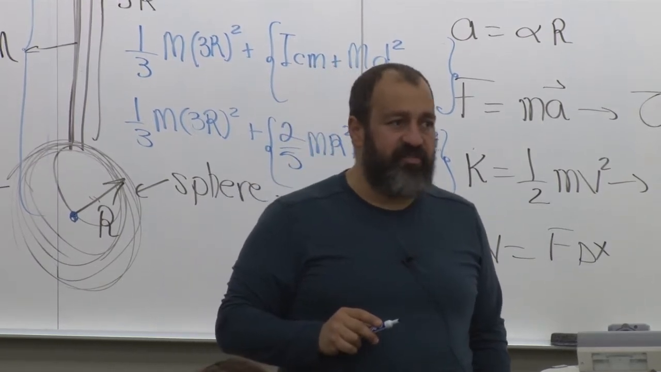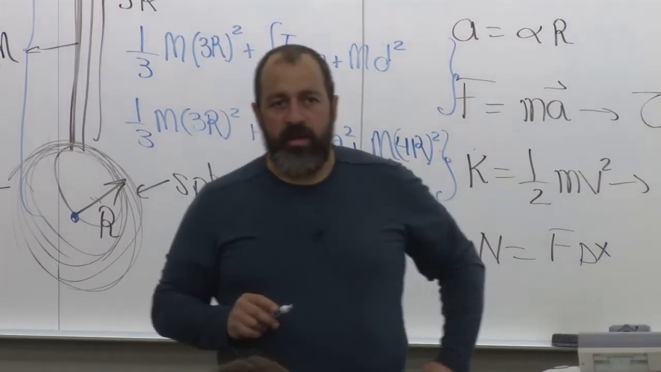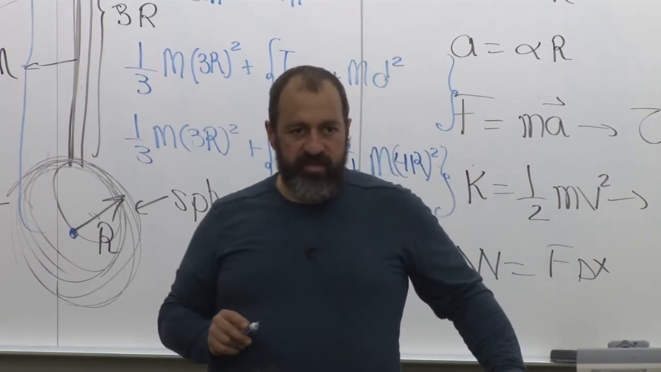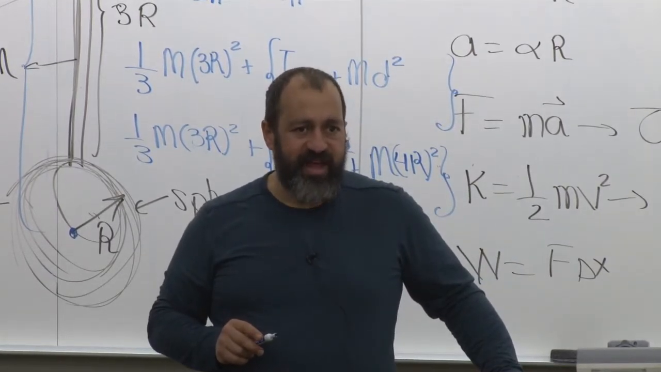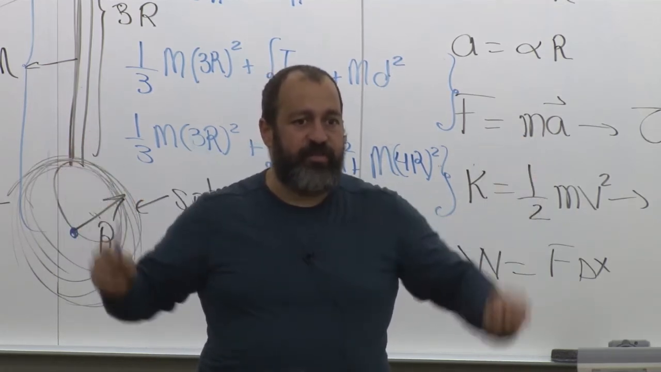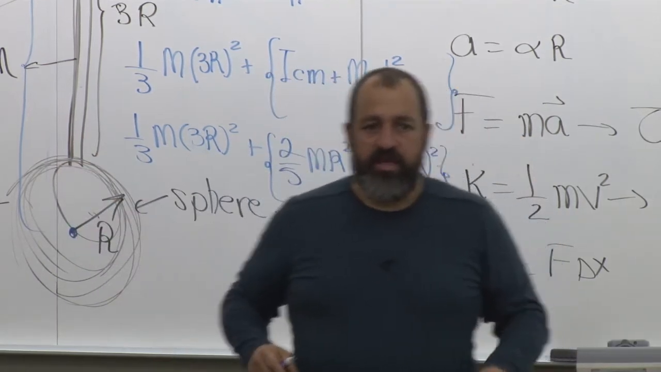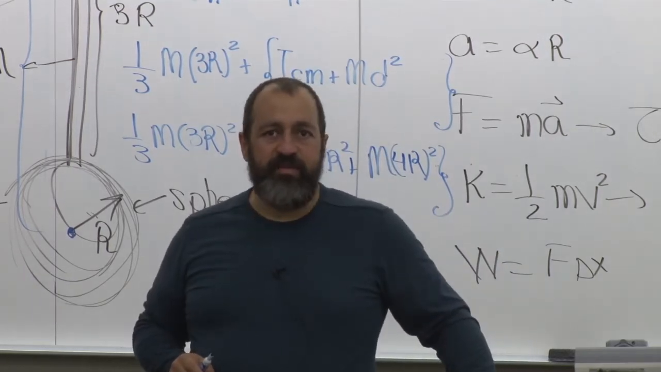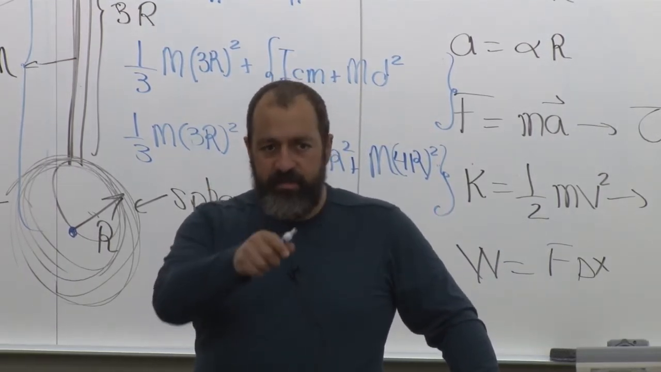Because the way it's defined, if you look at the chart that we had last week, the only one that was defined in terms of the full length was the bar. That's the way it's derived. The moment of inertia is given by 1/12 ml squared about the center of mass. Please take another look at it.